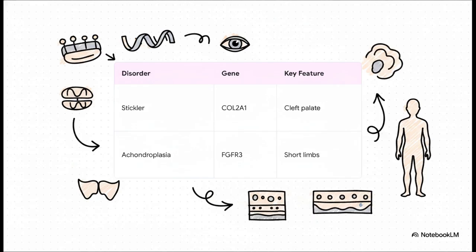And then we have achondroplasia. Get this, over 99% of cases come from one specific recurring gain-of-function mutation in the FGFR3 gene. This unregulated signal actually stops chondrocyte proliferation at the growth plate, which leads straight to that classic presentation of short-limbed dwarfism with a normal-sized trunk.